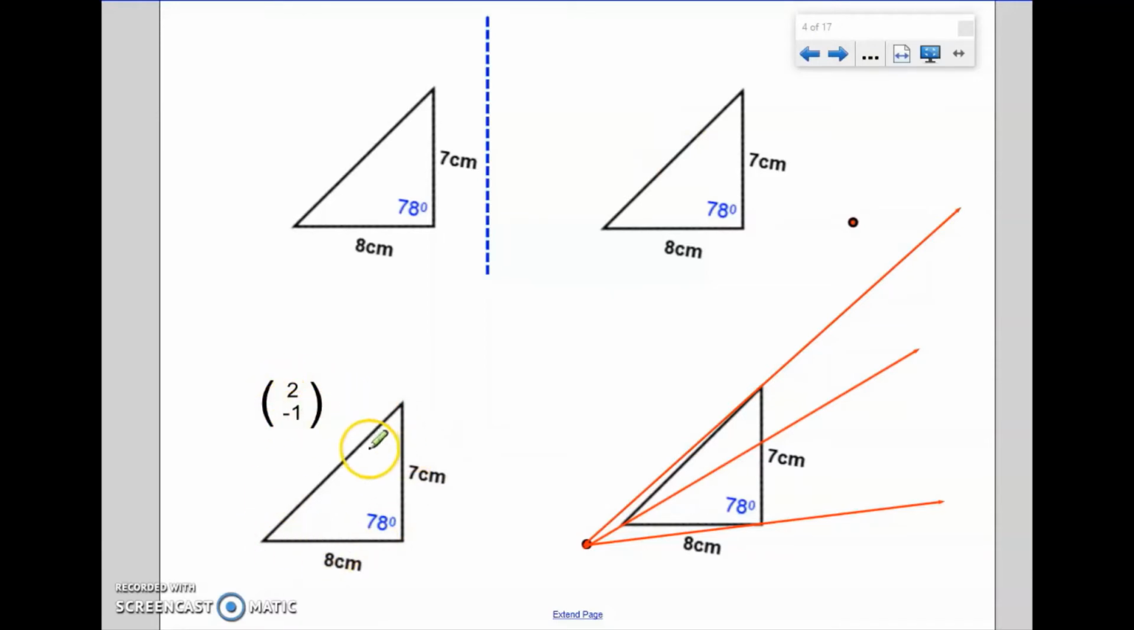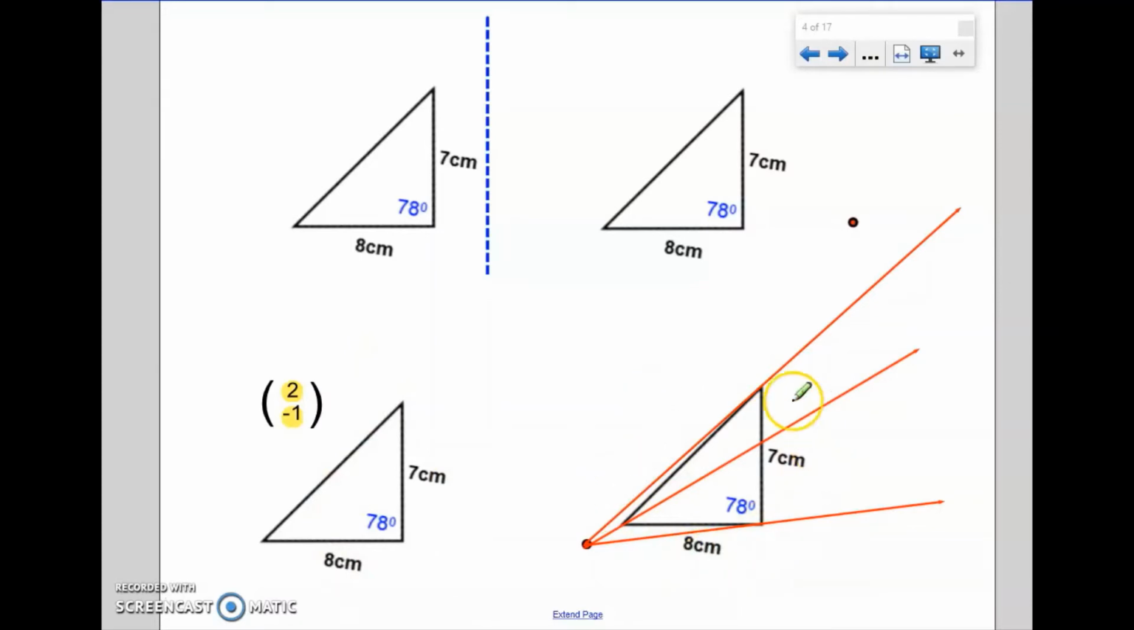I'm going to use the vector to translate this shape 2 to the right and 1 down. So if I took this shape, moved it 2 to the right and 1 down, the size of the shape would again not have altered. I would still be dealing with a length of 7, an angle of 78, and a length of 8. So when I'm dealing with a translation, again, I'm dealing with congruent shapes, congruent triangles.